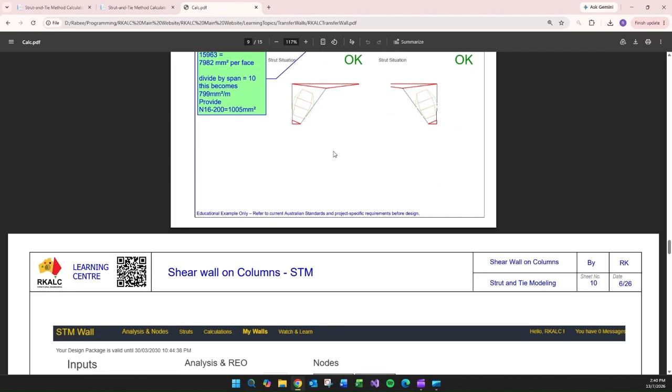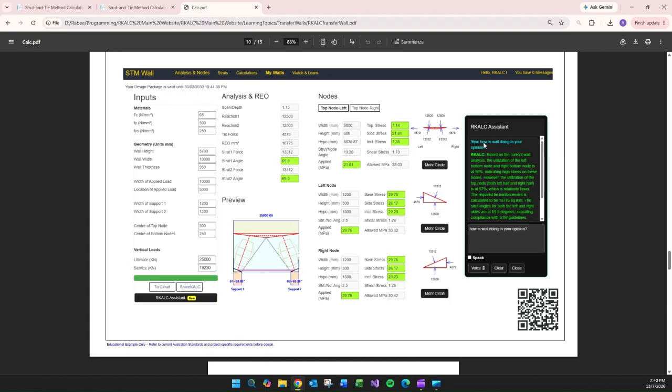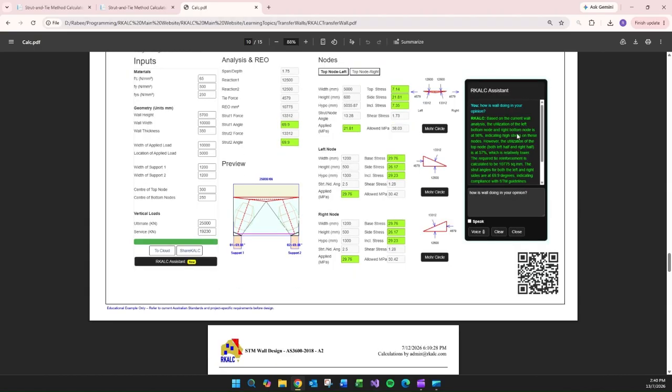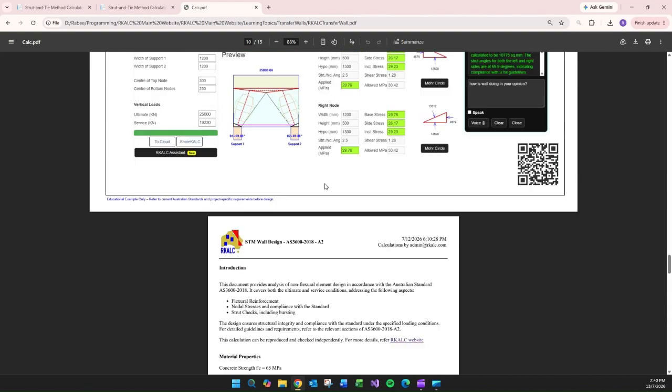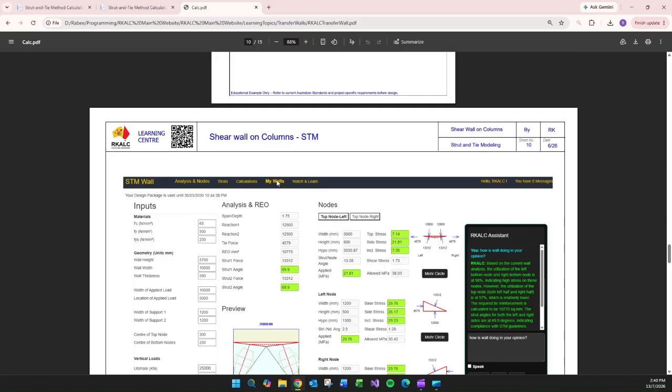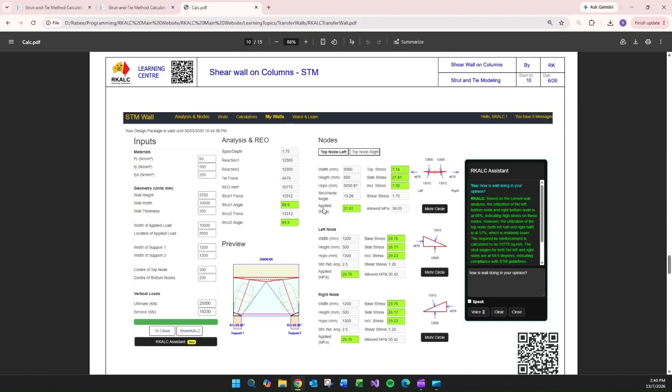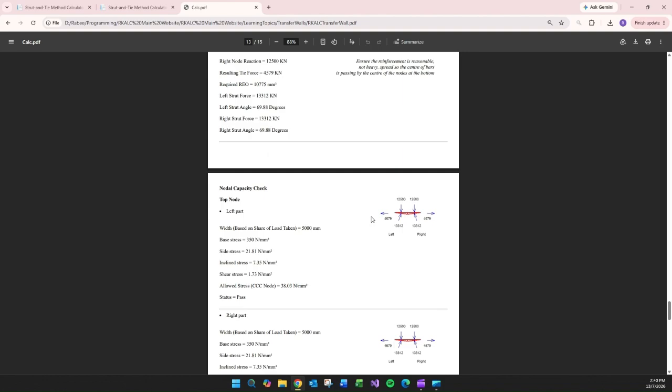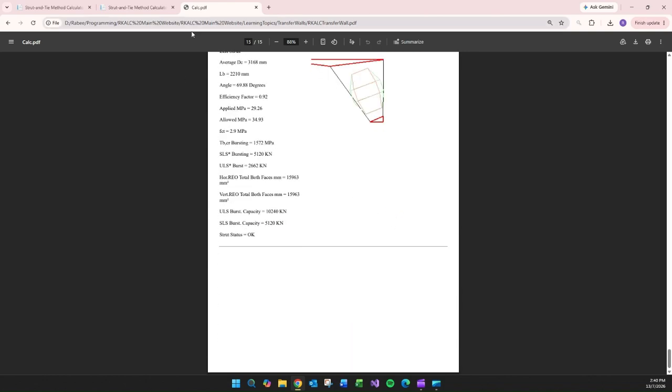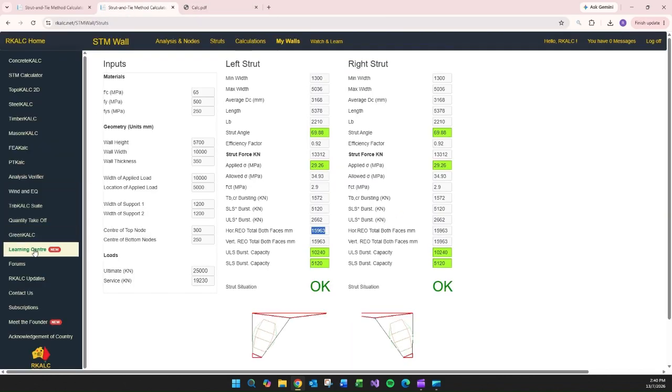And you can, at the end of the day, ask RKALC assistant opinion of this one. It can help you iterate if you wish, but it is a simple matter there. And when you're clicking on calculation, the software generates a report. Again, if you're going to RKALC Learning Center, you will find all of this information available to you together with this video being recorded at the moment. Thank you very much.